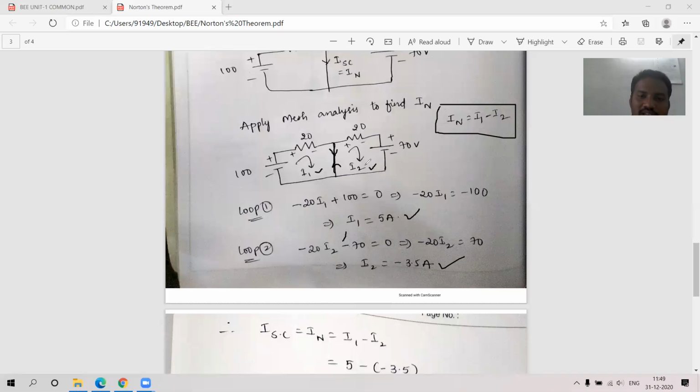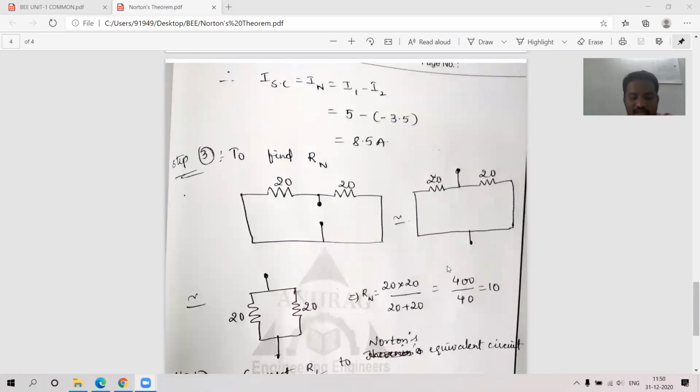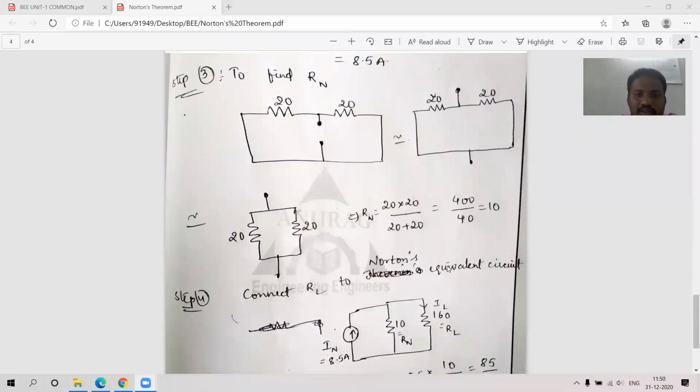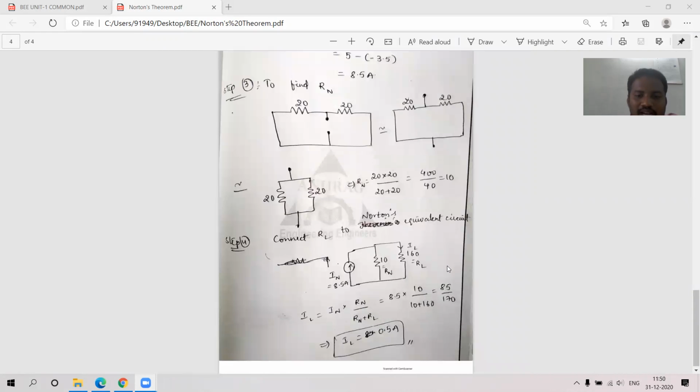Then what is Norton's current? We got I1 minus I2. So just substitute: the short circuit current is nothing but Norton's current, which is equal to I1 minus I2. I1 we got as 5 amperes and I2 we got as minus 3.5. Minus and minus gives plus, so 5 plus 3.5 is 8.5 amperes. Okay, let me go to the next slide. So we can connect that 8.5 amperes to the circuit so that we can find the answer easily.